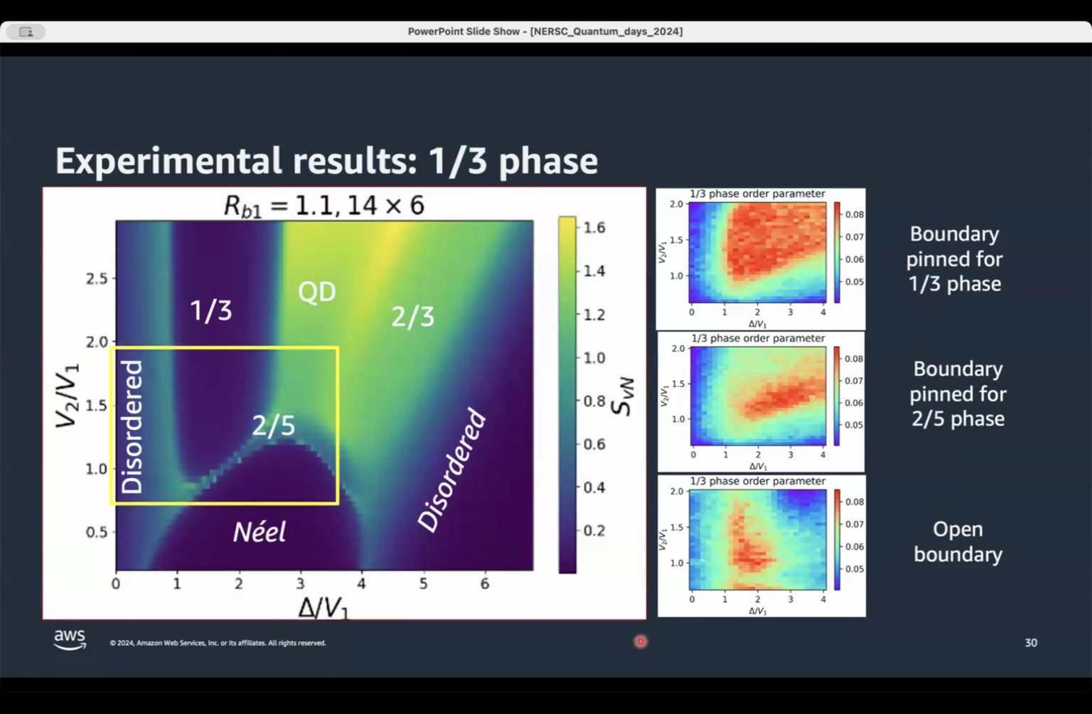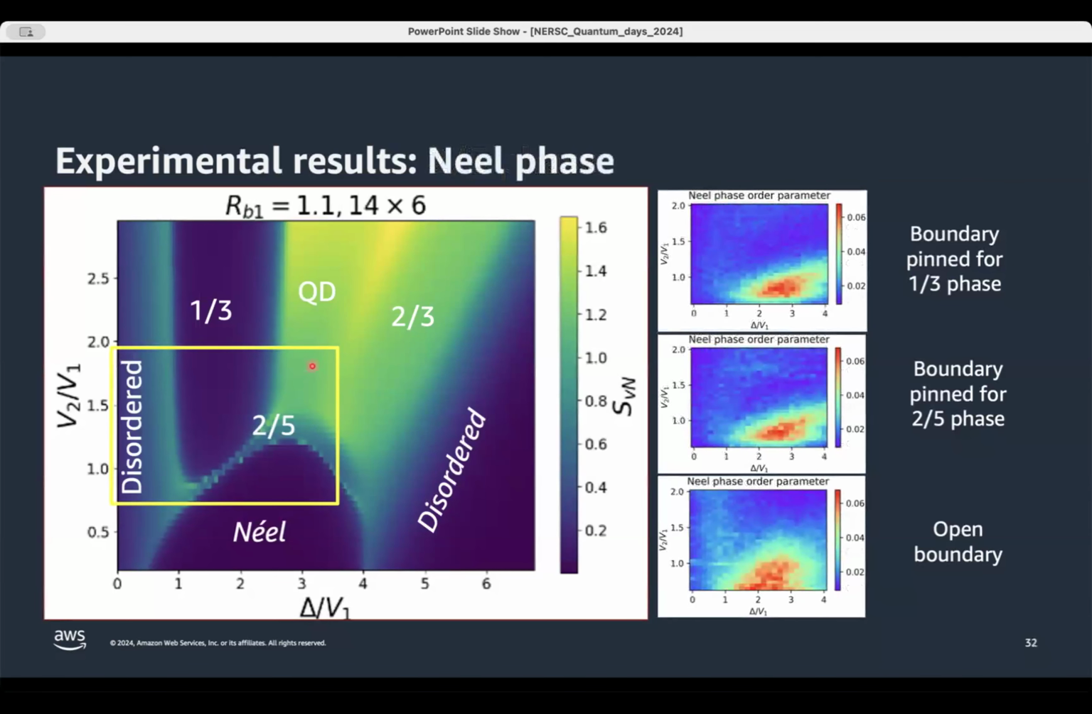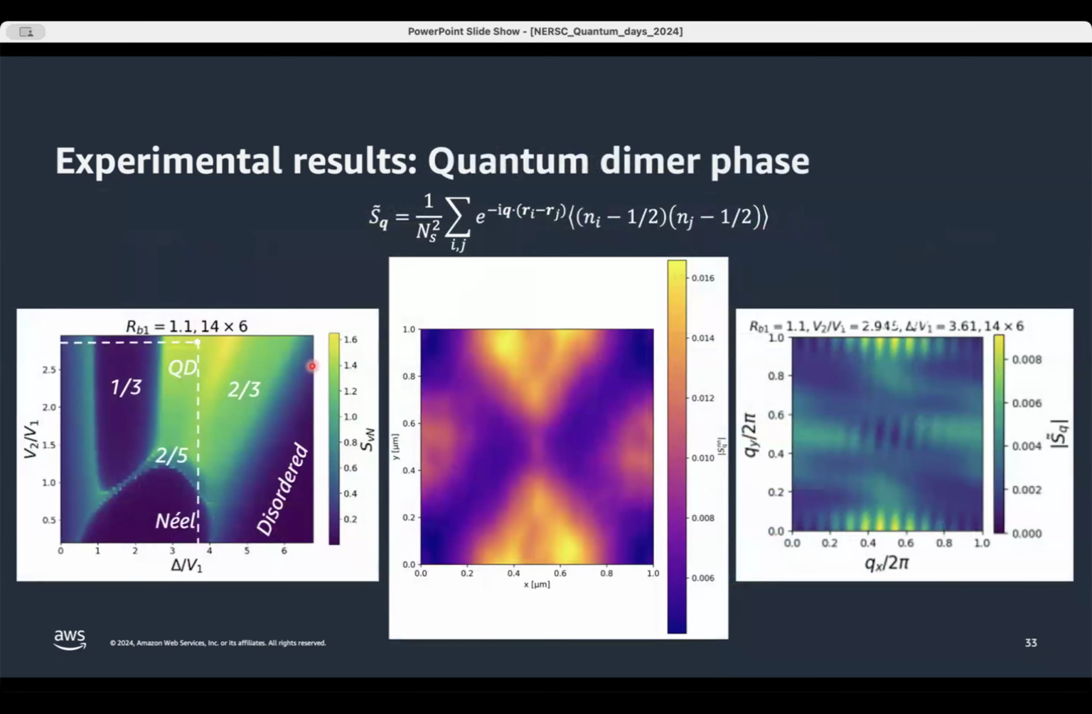But I think what I'm trying to emphasize is that you can't really compare the phase boundary in the experiment to that in the simulation, because the boundary effect is very critical here. But we can still confirm that the phases are there, including the 1/3 phase and the 2/5 phase, as well as the new phase. Some of the phases are more robust to boundary effect, and some, for example the 1/3 phase, are not. And the last one is the dimer phase.